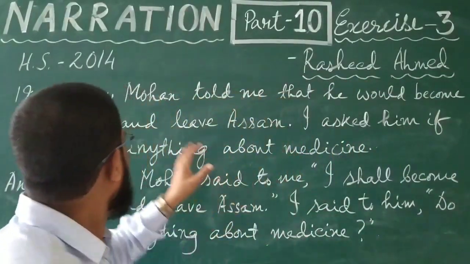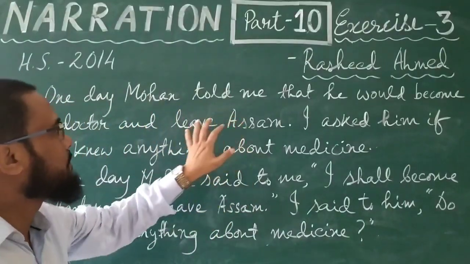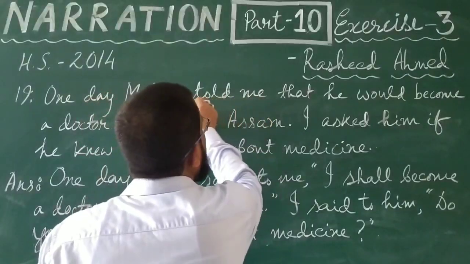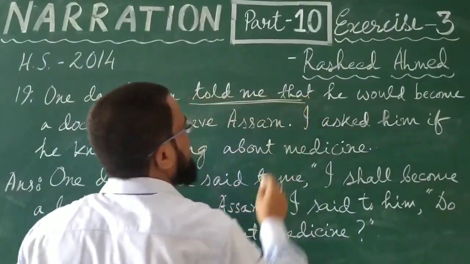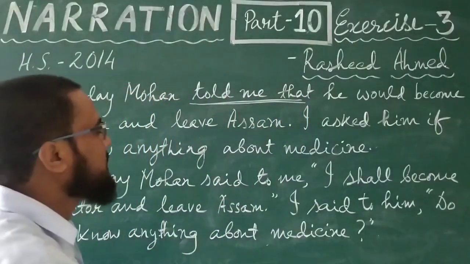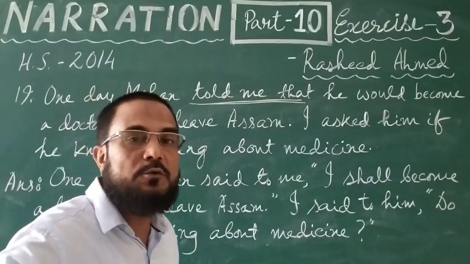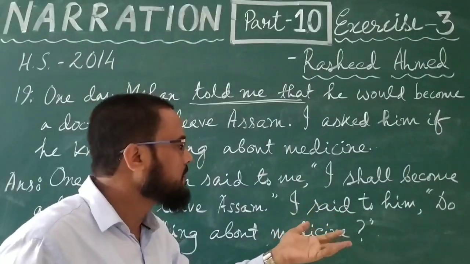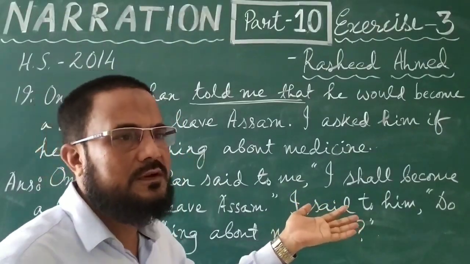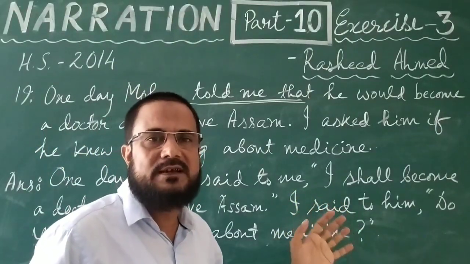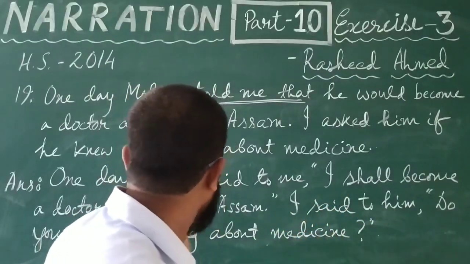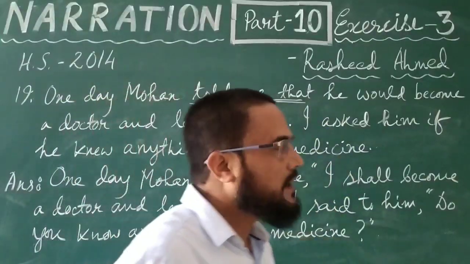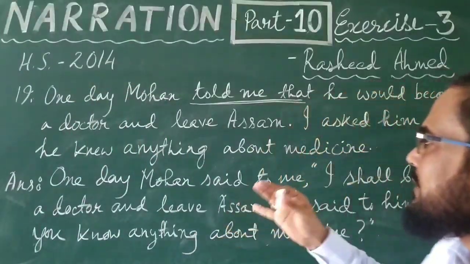So, one day Mohan told me that he would become a motor mechanic. So this is an assertive sentence. Mohan told me that. From this we understand it is an assertive sentence. One day Mohan said to me, comma, quotation, that he would become. When Mohan spoke, he said, I shall become. You can also write, I will become. But usually the first person, that take I and we, that take shall, that is preferable. I shall become a doctor and leave Assam. Full stop, quotation closed. The second part is, I asked him if he knew anything about medicine.